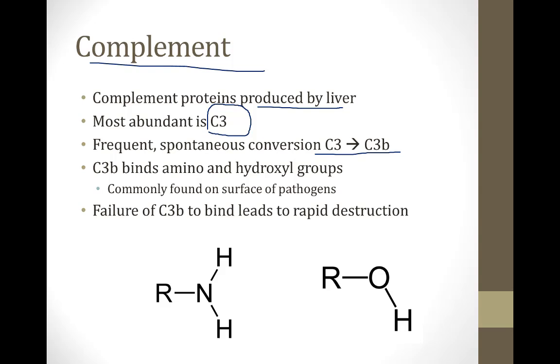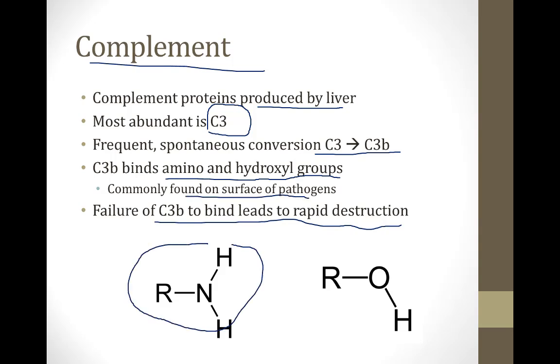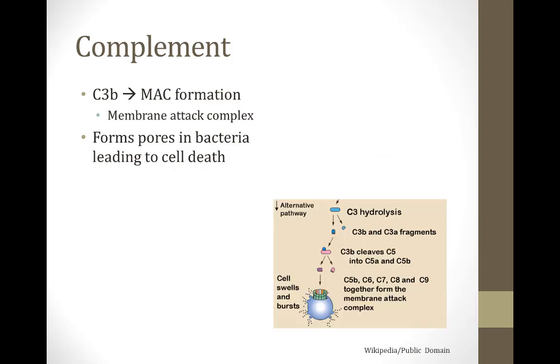Now, if C3b doesn't find something to bind to, it's rapidly destroyed. However, it can bind to amino and hydroxyl groups, which are commonly found on the surface of pathogens. This is an amino group here and a hydroxyl group here. So if C3b finds one of these, it can bind and become stabilized. Once C3b becomes stabilized, it leads to formation of the MAC, which stands for the membrane attack complex, and the process of this is drawn down here on the bottom of the screen, and the MAC ultimately forms pores in bacteria, leading to cell death. And we'll talk about this in more detail in the module on complement, but just remember that this is an important part of the innate immune system.